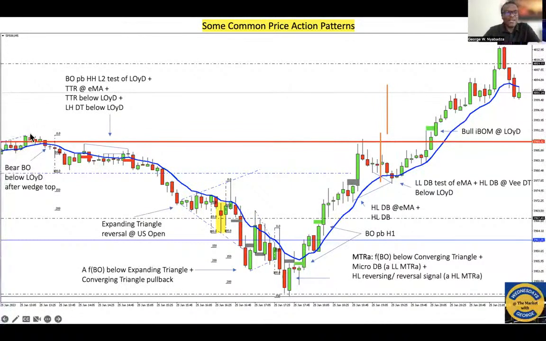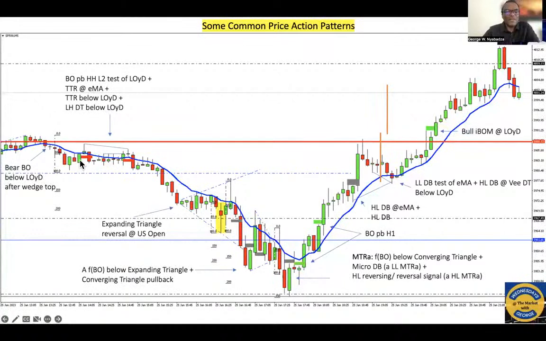Here we had a wedge top and a bear breakout below the low of yesterday after the wedge top. So when I see a pattern, I want to see what's coming after that. So wedge top, I want to see the bear acceleration. So that's pretty good for the bears. Then got to find a way to get into the market. That pullback, so bear breakout, that pullback, that bear candle was the first attempt by the bears to continue with the selling. So call that a low one in price action terms.